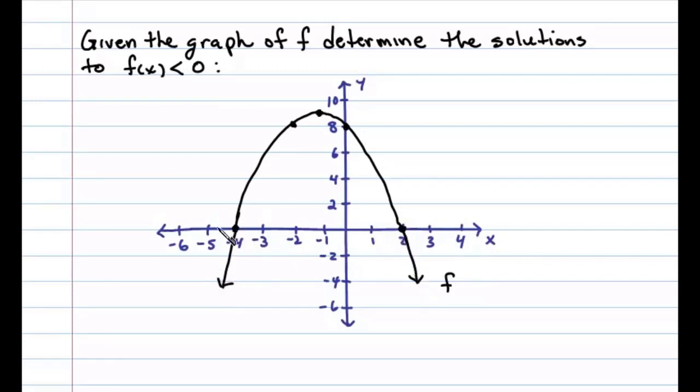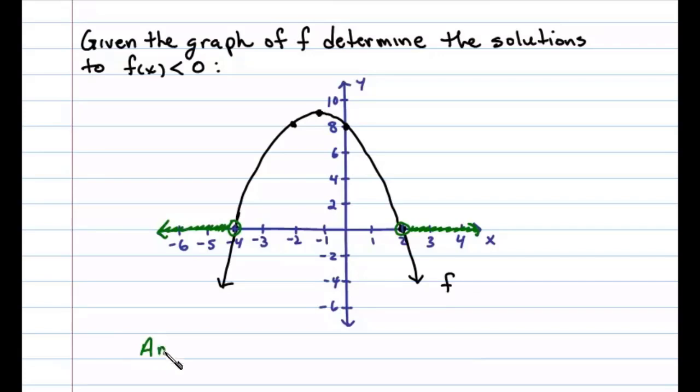And so from the graph here, we can see that when x is less than -4, the function values are negative, or when x is greater than 2, the function values are negative. The function lies below the x-axis for those intervals.